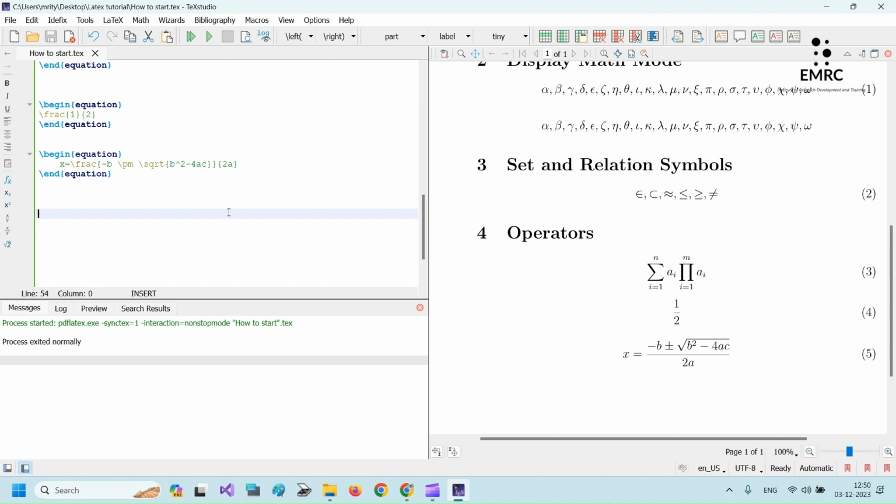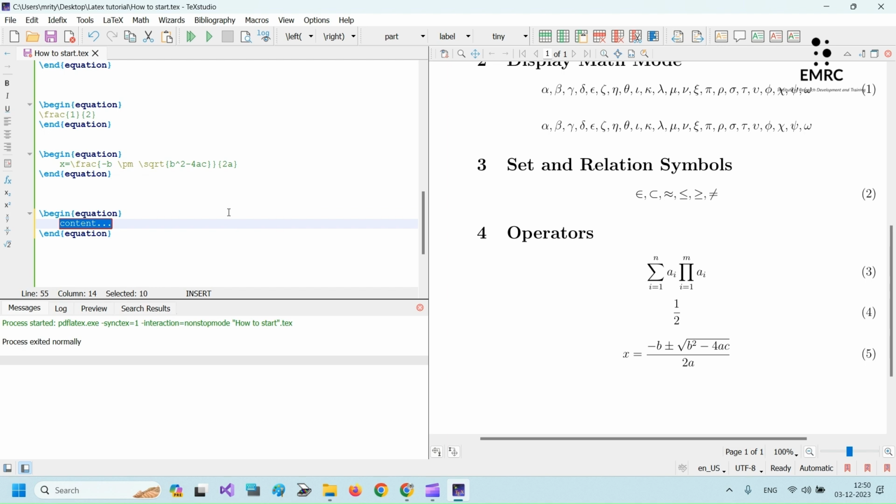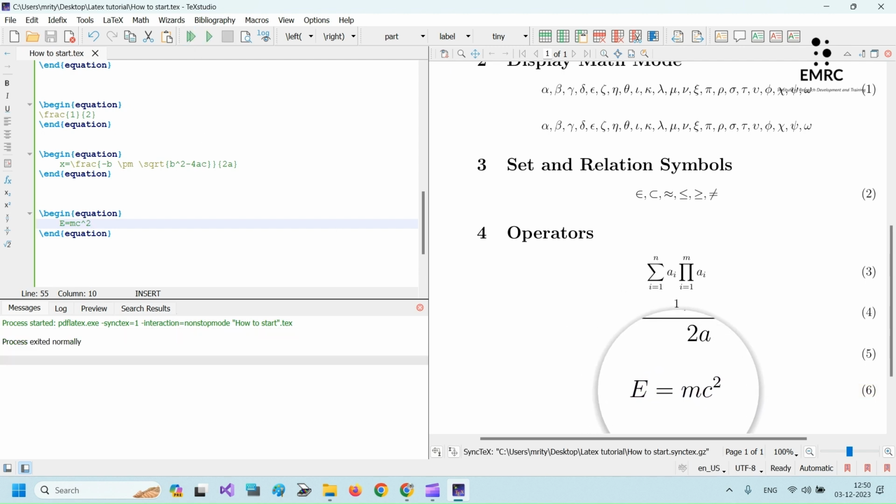One more famous equation is the Einstein equation. We can write it like begin equation capital E is equal to mc square. You can see E is equal to mc square.